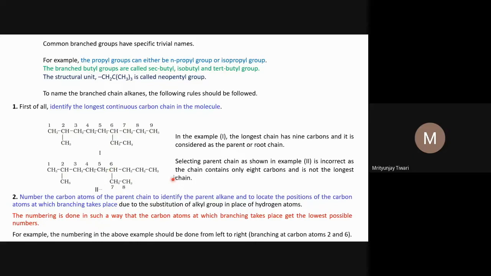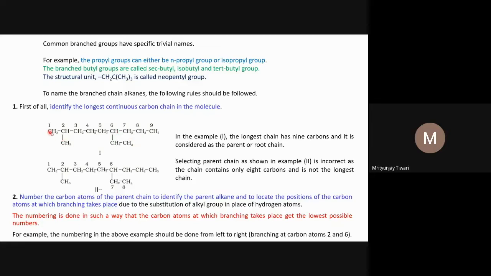But in what direction should one do the numbering? I can also do the numbering from this side: 1, 2, 3, 4, 5, 6, and I can reach 9 up to here. But we follow the numbering in this direction. What is the reason for this? The reason behind this is written here. The numbering is done in such a way that the carbon atoms at which branching takes place get the lowest possible numbers. So at whatever positions branching is taking place, those carbon atoms should get the lowest possible numbers. In such a manner, the numbering should be done.